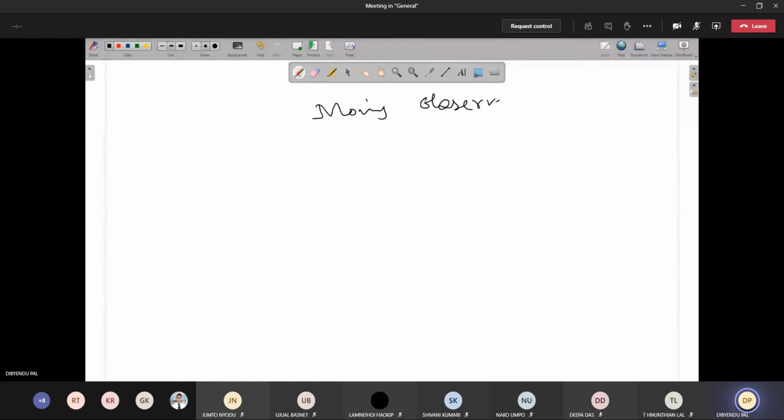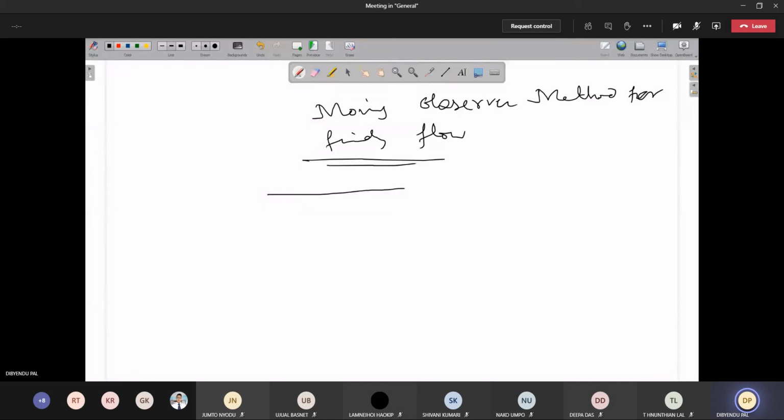Today, initially I am supposed to do this, then I am supposed to tell you the moving observer method for finding flow. Flow of the vehicles we are interested to find out using the moving observer method. So let us assume that a stream of vehicles is moving from one direction to another, say from X to Y. Again I am telling you the same thing, this is X and this is Y.